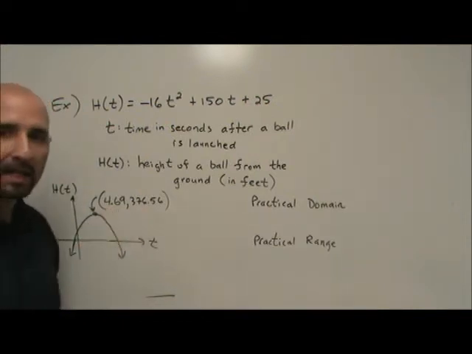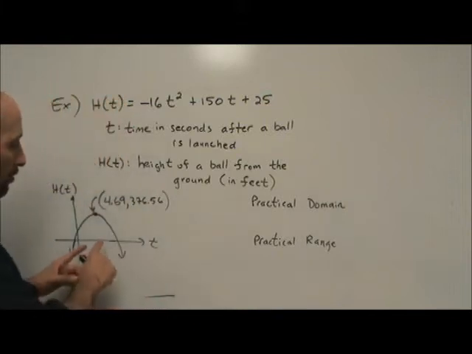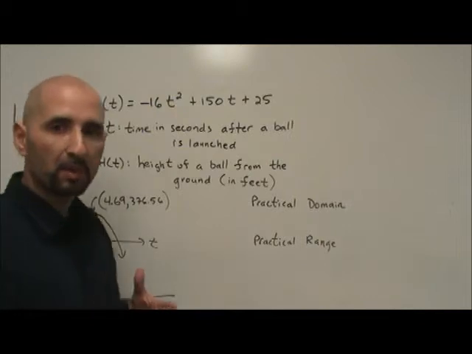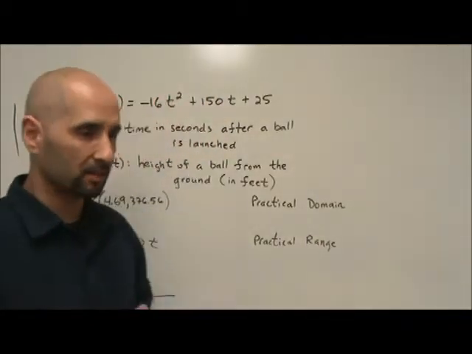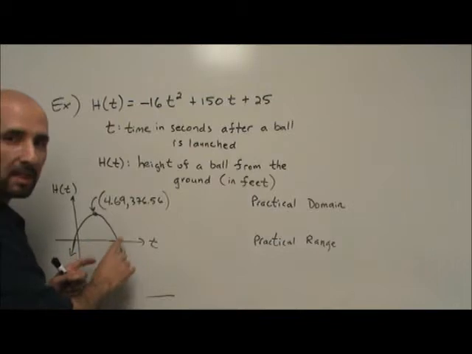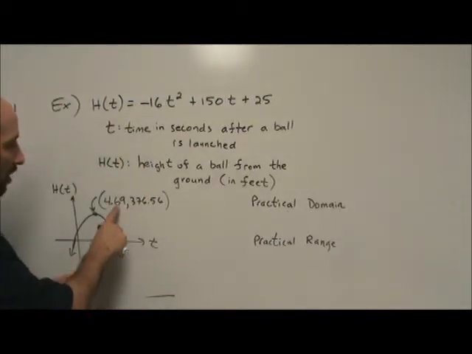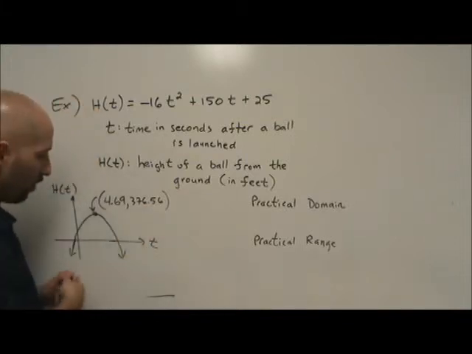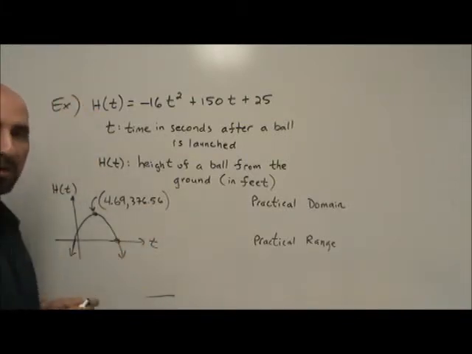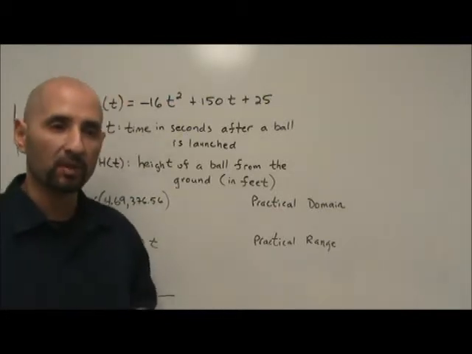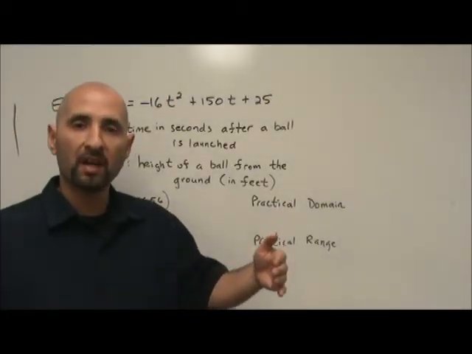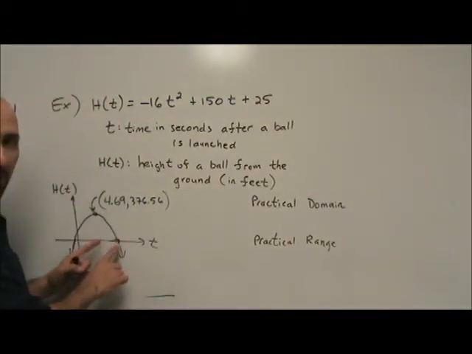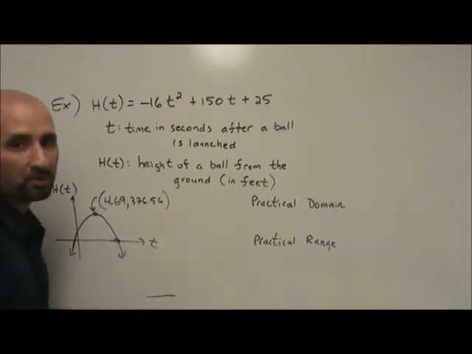So the idea of practical domain is, what are the possible inputs for the values of the input variable? What are the possible replacement values of t in this sense? Well, t is the time in seconds after the ball has been launched. We know after that many seconds it has a max height, but the question is, when does the ball reach the ground, and after how many seconds? We can stop our input values or t values there since the ball's hit the ground. So remember, to find this is really a horizontal intercept, and it's the positive horizontal intercept.